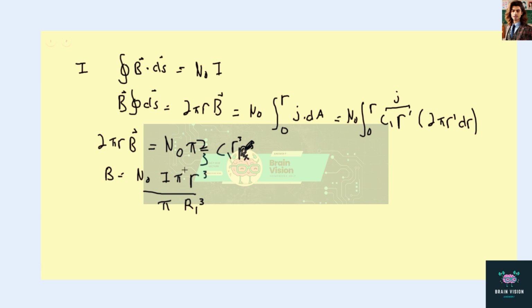And, oh, I think we missed that. Actually, we still have our 2 pi here times r, sorry. So then we finally fully evaluate that, and we should get B equals mu naught I r squared over 2 pi r1 cubed.